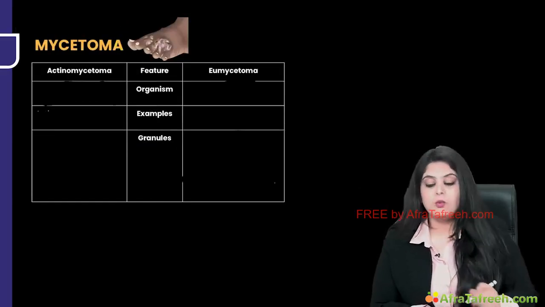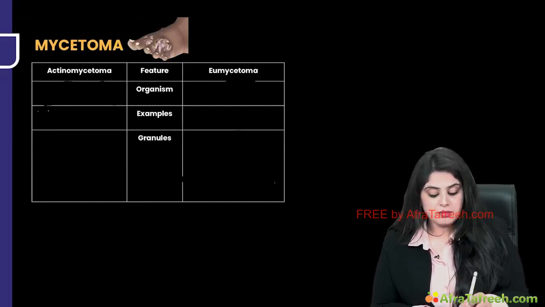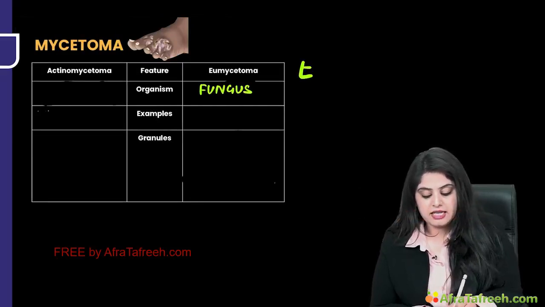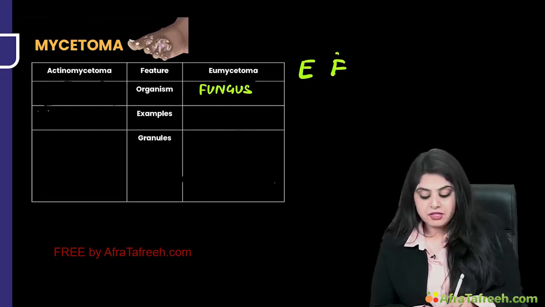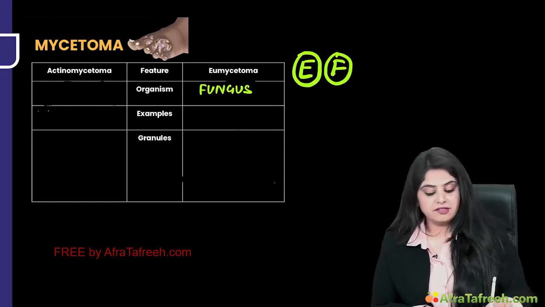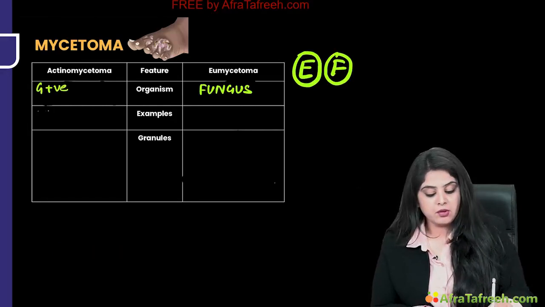So firstly, when we talk about mycetoma, it can be caused by a fungus, and for the fungus one, keep E and F together. If it is caused by a fungus, you're going to call it eumycetoma. Whereas if it is caused by a gram-positive filamentous bacteria, you call it actinomycetoma.